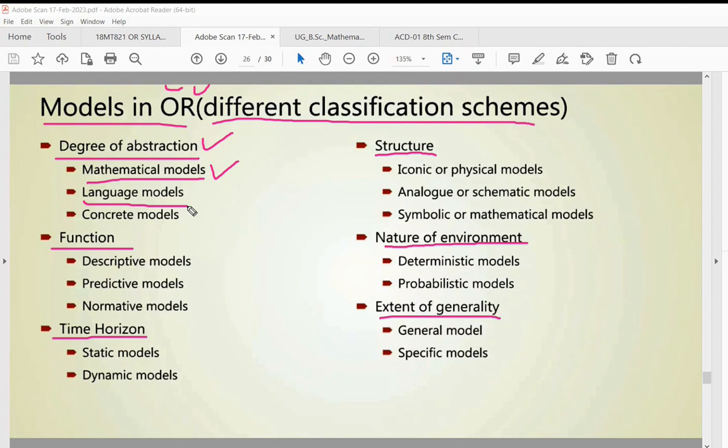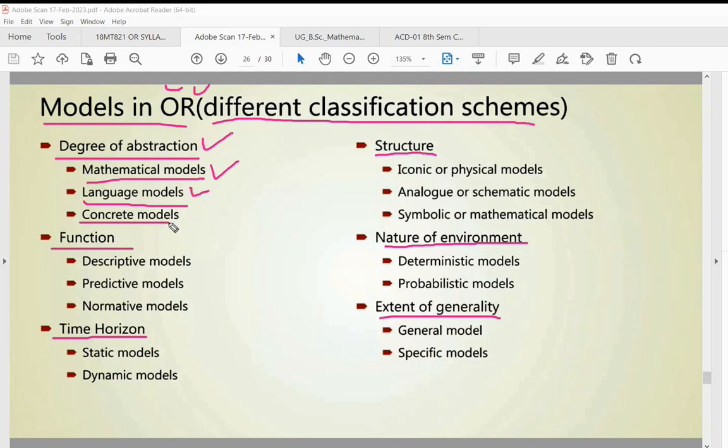You might have heard about it: low level language, medium level, high level languages. Many languages are available in order to build a program and execute it to get a proper solution. For example, C program, C++, Java, Python, all these are what? Languages. These languages are used from the solution point of view. Those types of modeling are called language models.